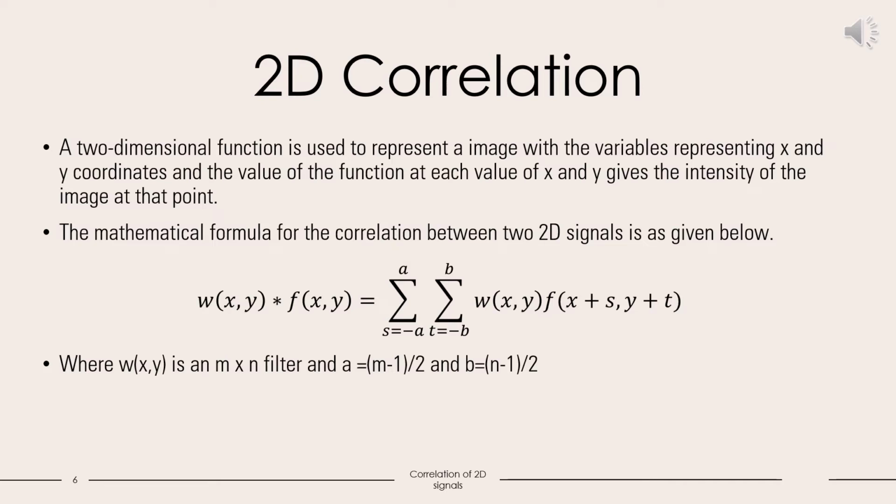w(x, y) correlated with f(x, y) gives the sum over s equals minus a to a, the sum over t equals minus b to b, of w(x, y) multiplied by f(x plus s, y plus t), where w(x, y) is an m cross n filter and a is equal to (m minus 1) by 2 and b is equal to (n minus 1) by 2.